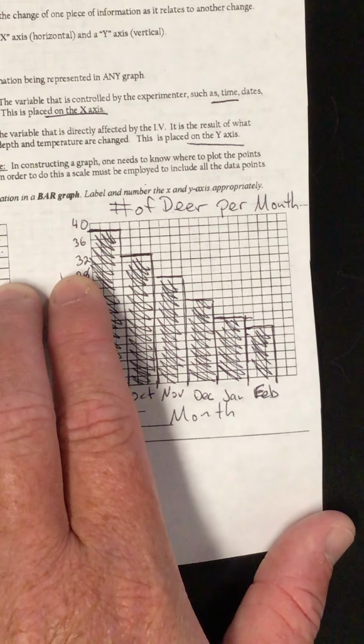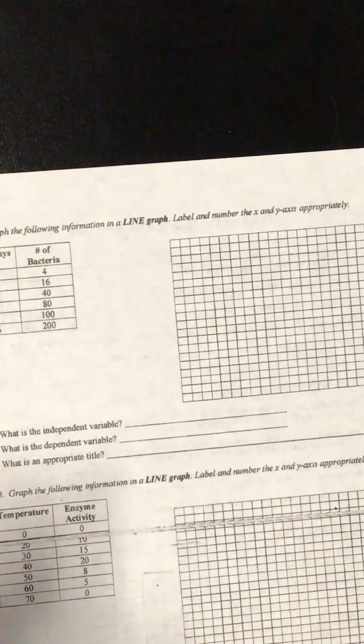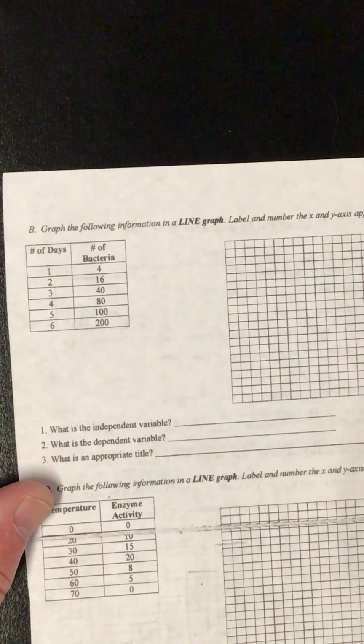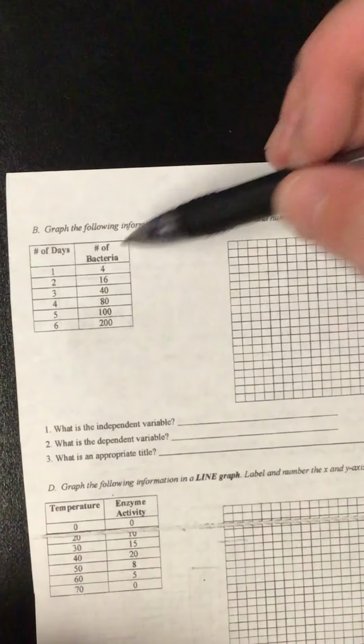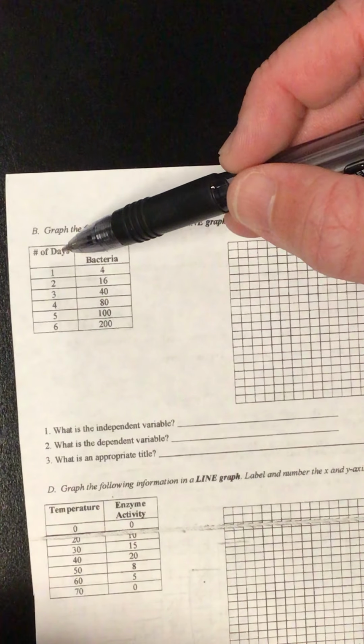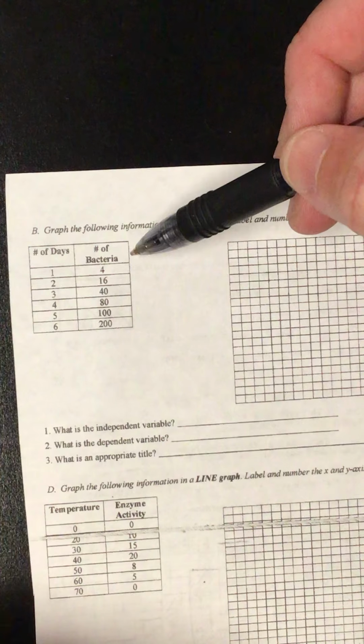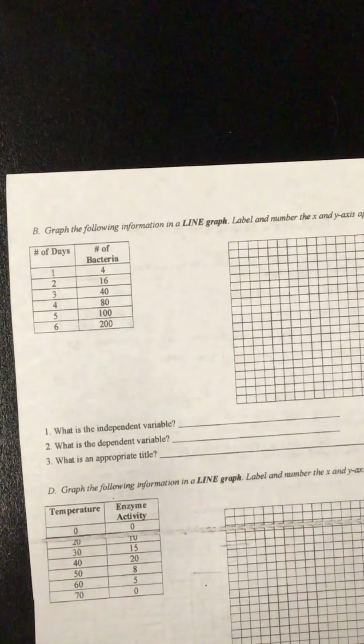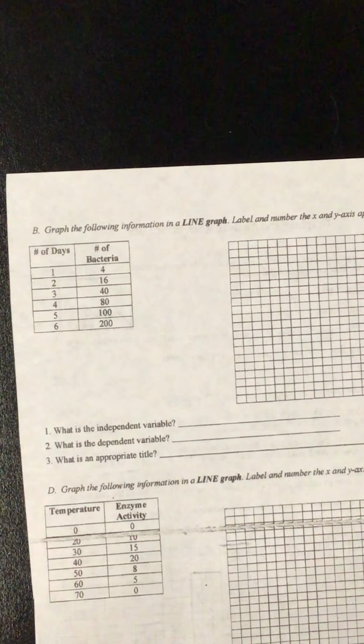Okay, let's go to the back. And let's make a couple line graphs, because these are the ones that are more interesting and take a little extra. All right, so let's see. We're measuring number of days and number of bacteria. This scientist must have some petri dishes and they're trying to grow some bacteria colonies.